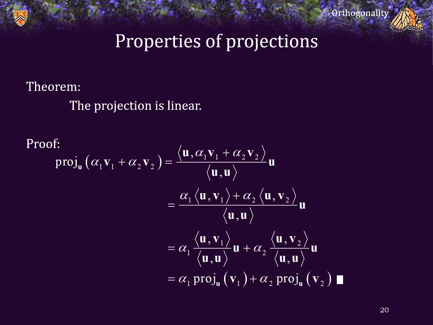What this means is, given a linear combination, such as alpha 1 times v1 plus alpha 2 times v2, you can either calculate that linear combination first and then calculate the projection, or you can calculate both the projection of v1 onto u and the projection of v2 onto u, and then calculate the linear combination of those two projections.